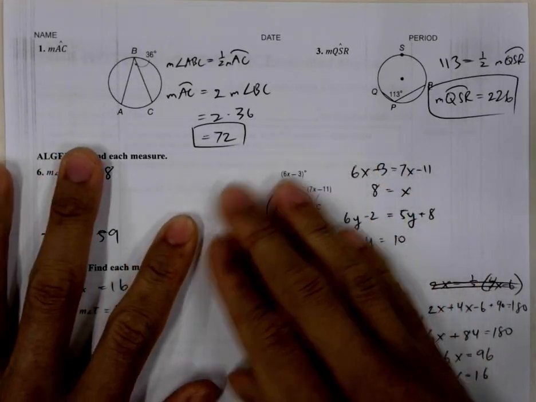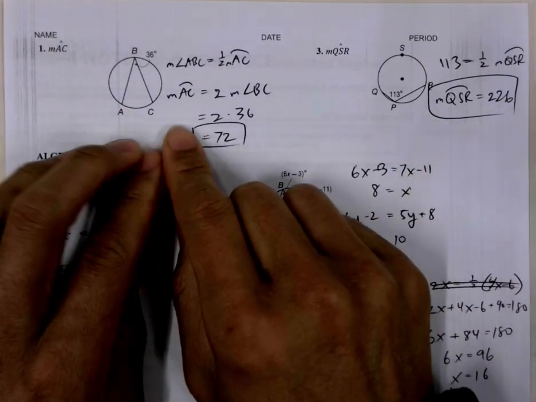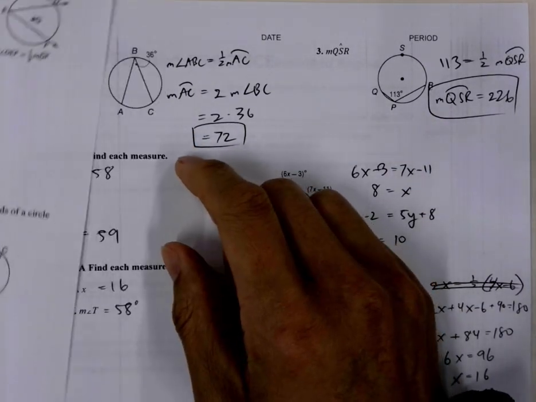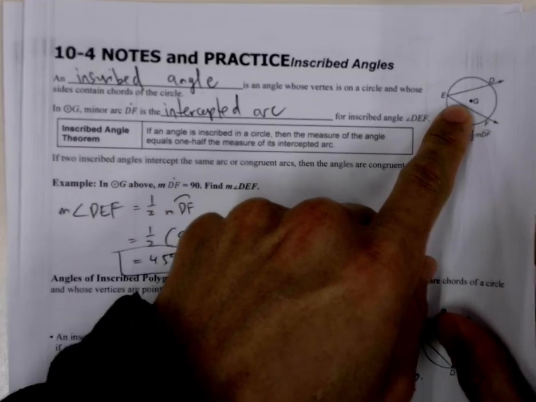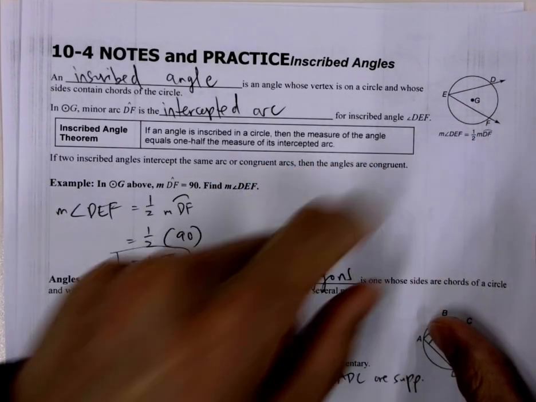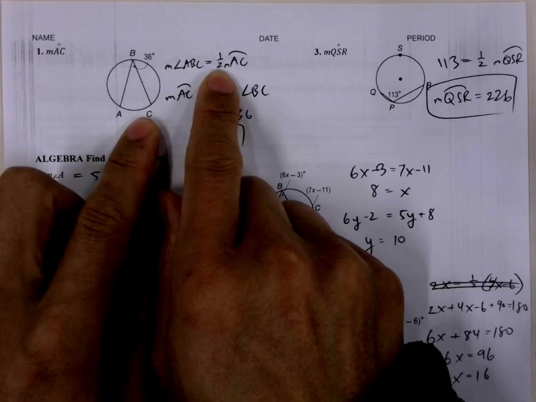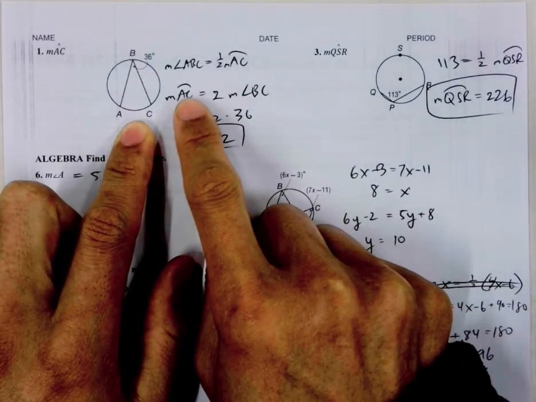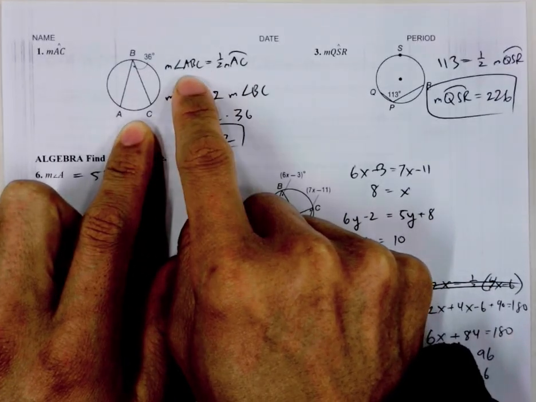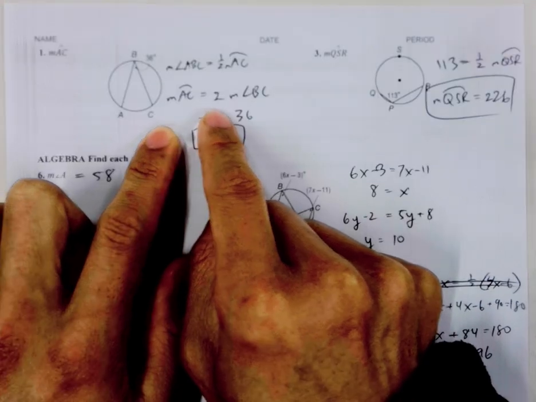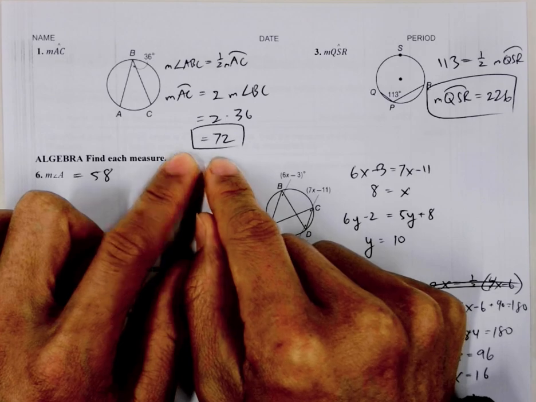Alright, so here are the answers to the problems on the back, and the first two we completed using the inscribed angle theorem, which says that the measure of the angle is equal to 1/2 the measure of the arc. They give us the measure of the angle, so the angle is equal to 1/2 the arc. We plug that in, multiply both sides by 2, so we get that the measure of the arc is equal to 2 times the measure of the angle.